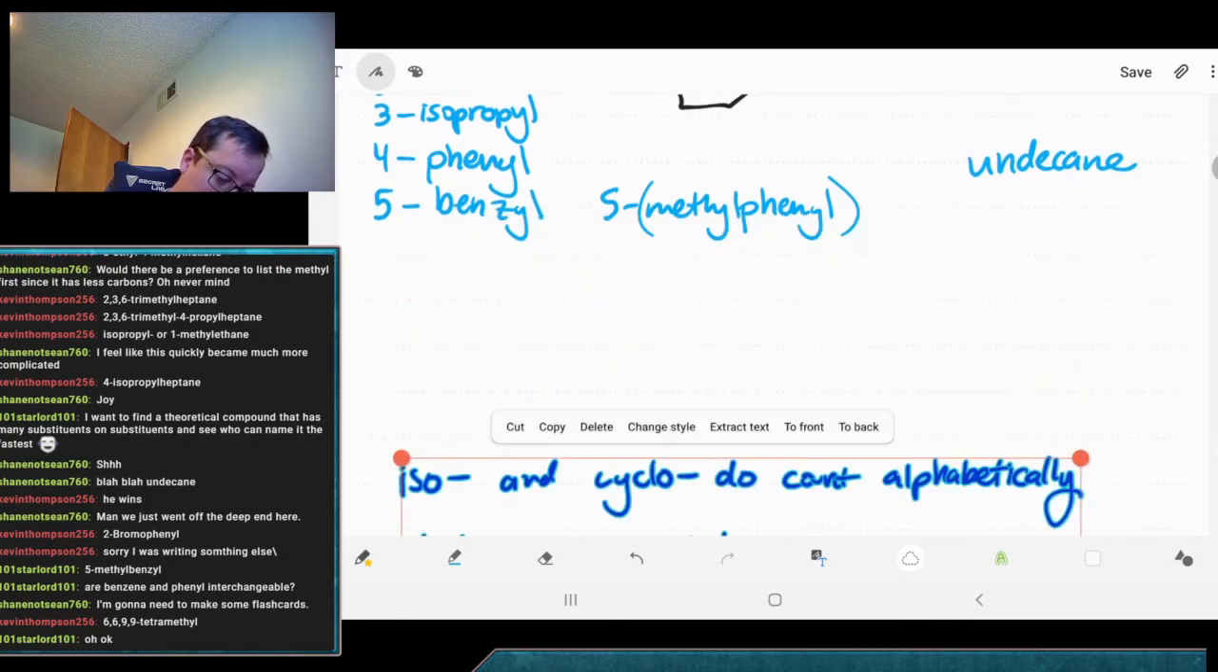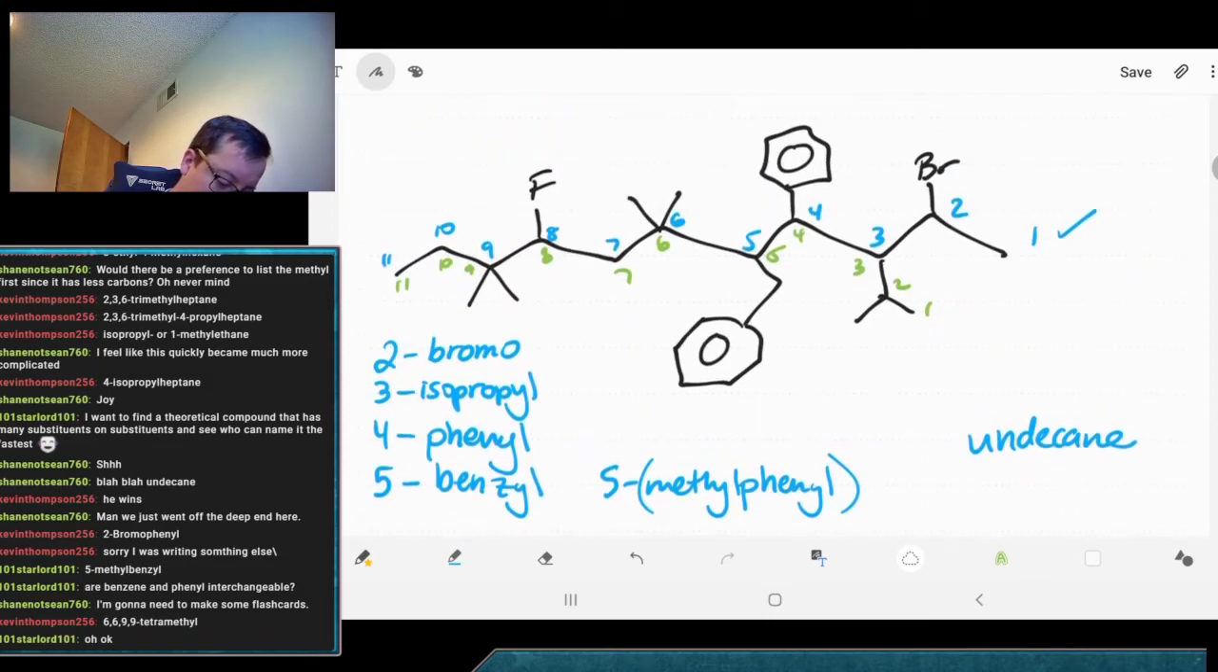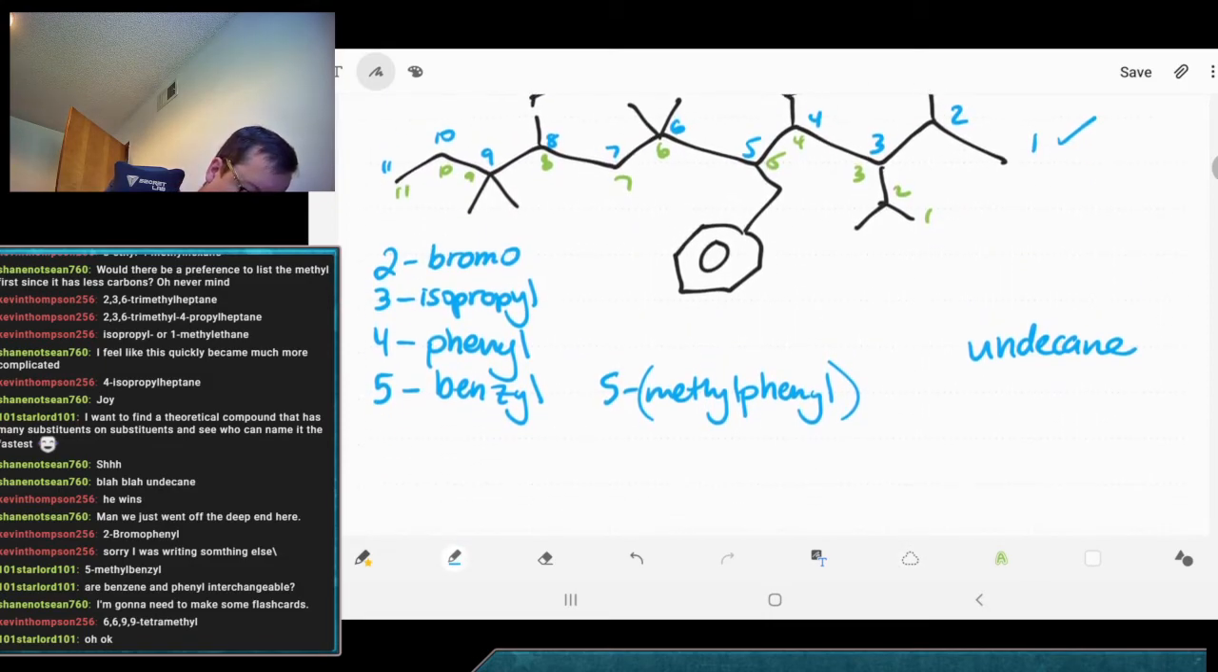Move this stuff out of the way. Okay. On carbon 6, we have a methyl.